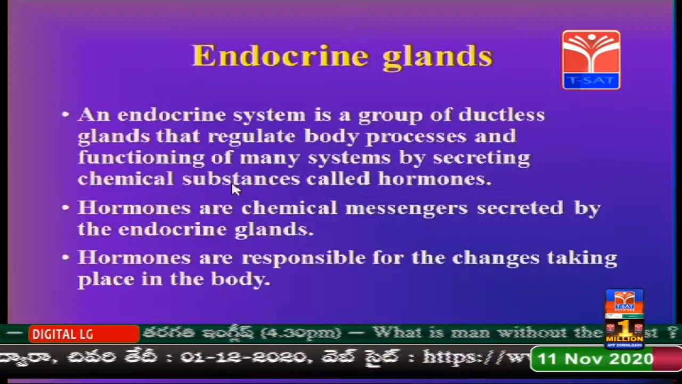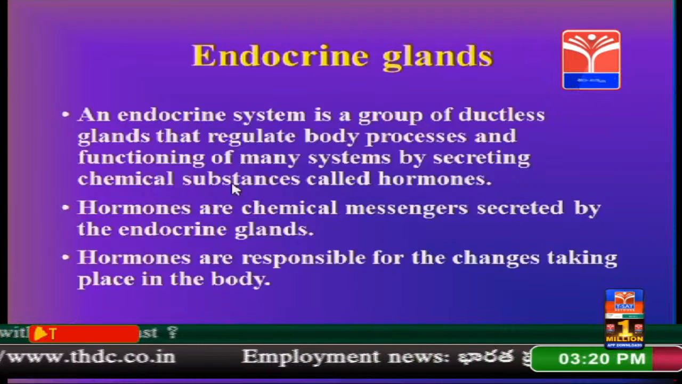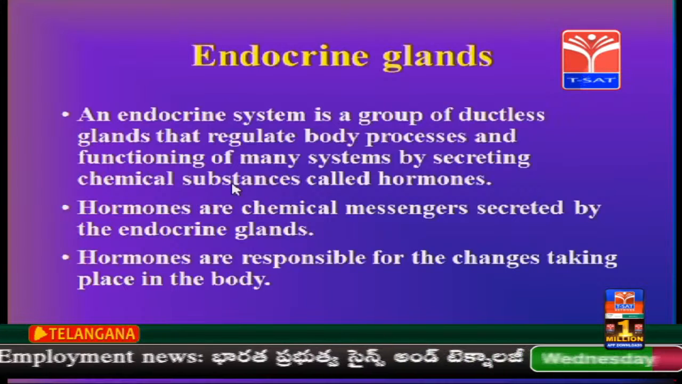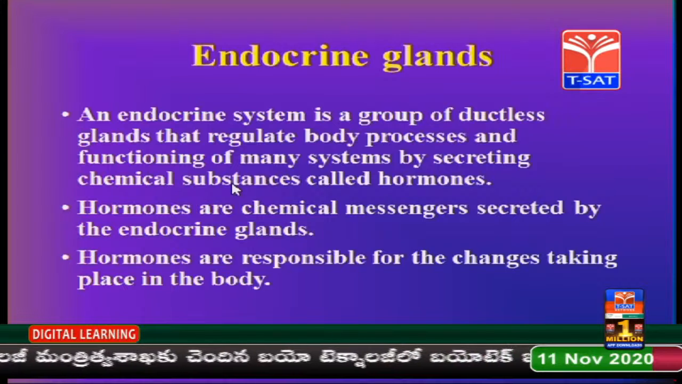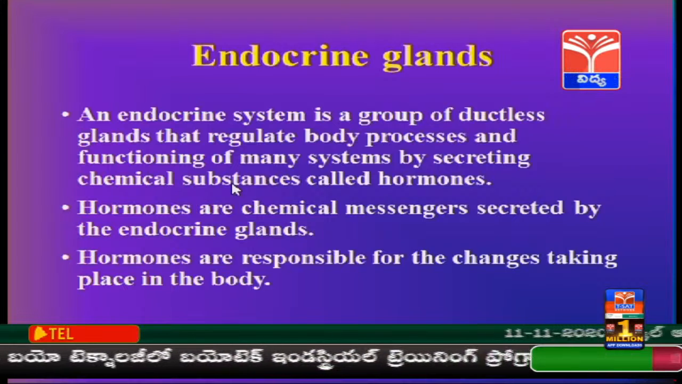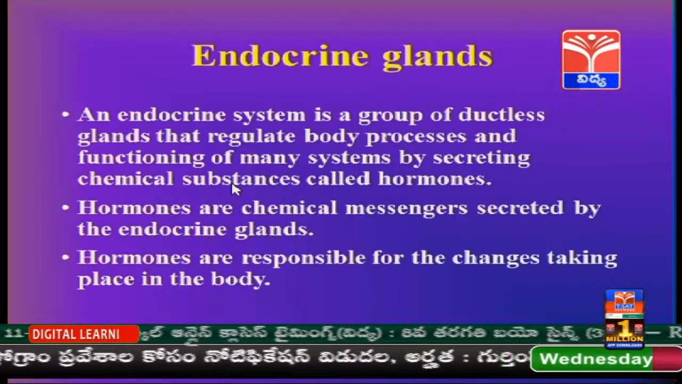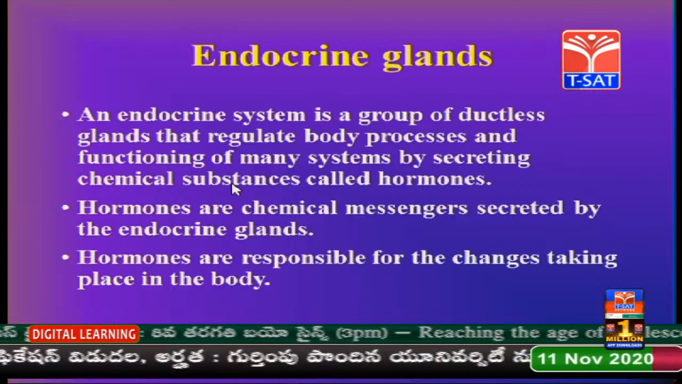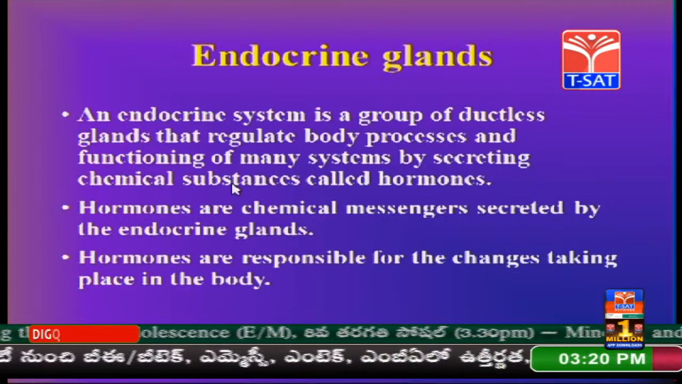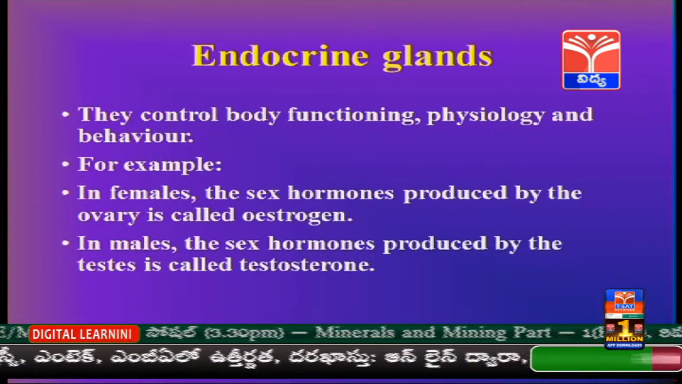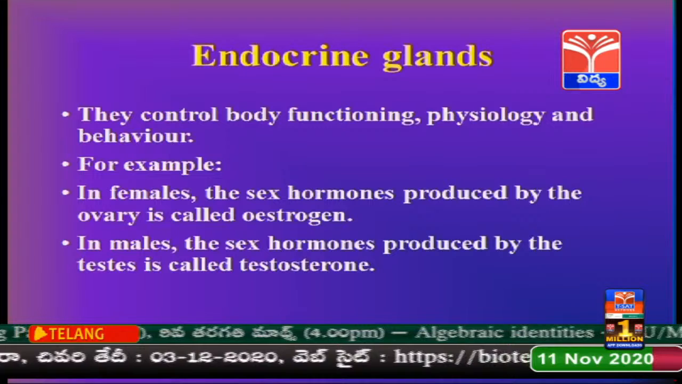So, what are endocrine glands? They are ductless glands because they do not have any particular canals. They regulate body processes and help in the systematic functioning of the human body by secreting chemical substances called hormones. They are also called chemical messengers. These hormones are the chemicals responsible for the different changes taking place in your body. They change the physiology and the behavior of your body.